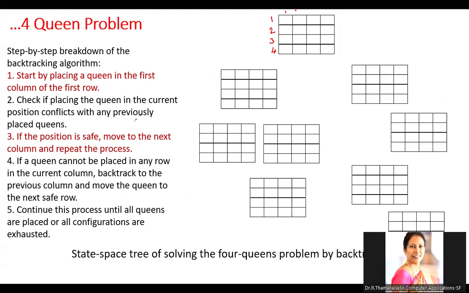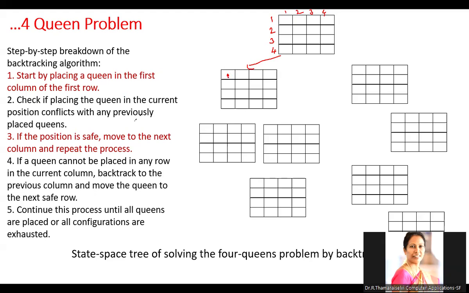Here column 1, column 2, column 3 and column 4. First you have to try to place the queen here. Initially the board is empty. So first, let us place the queen here. Next we have to check if placing the queen in the current position conflicts with any previously placed queen. This is the first time you are placing a queen, so there is no conflict at all.